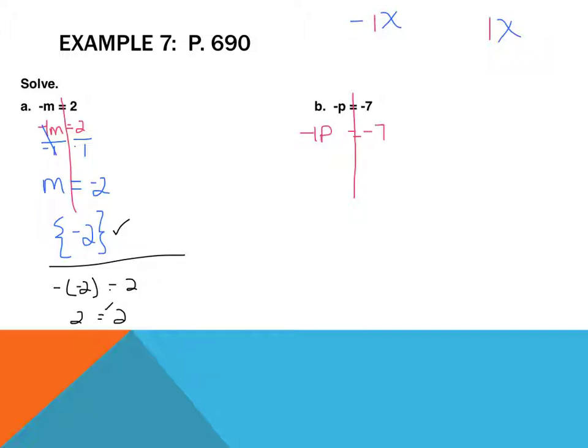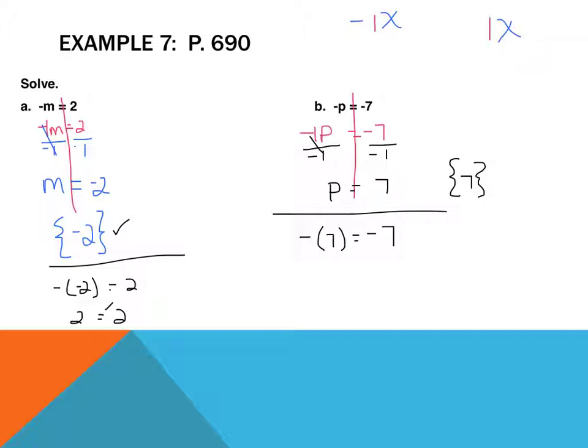Same thing for B. I have a negative 1 times p, so I'll divide by negative 1. So p is equal to negative 7 divided by negative 1. A negative divided by a negative is a positive 7. And then we can check that answer: negative 7 equals negative 7. So positive 7 was the correct solution.